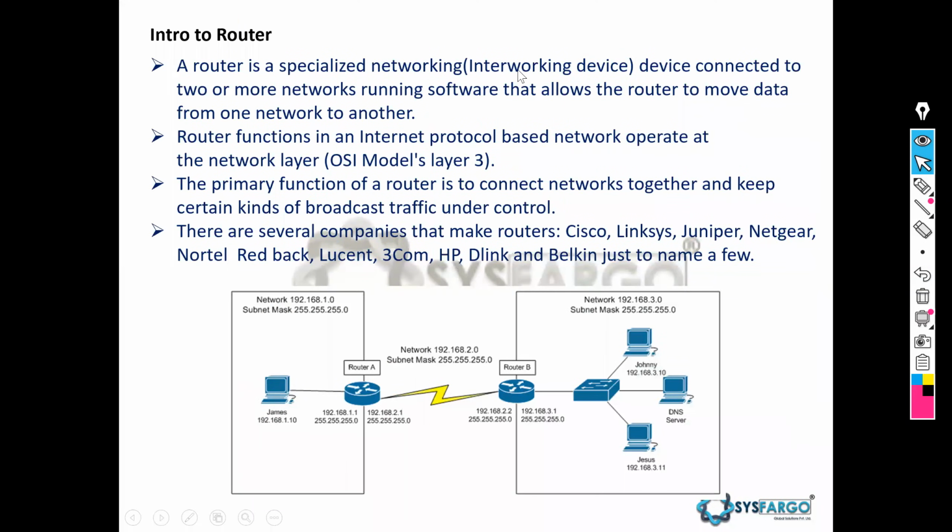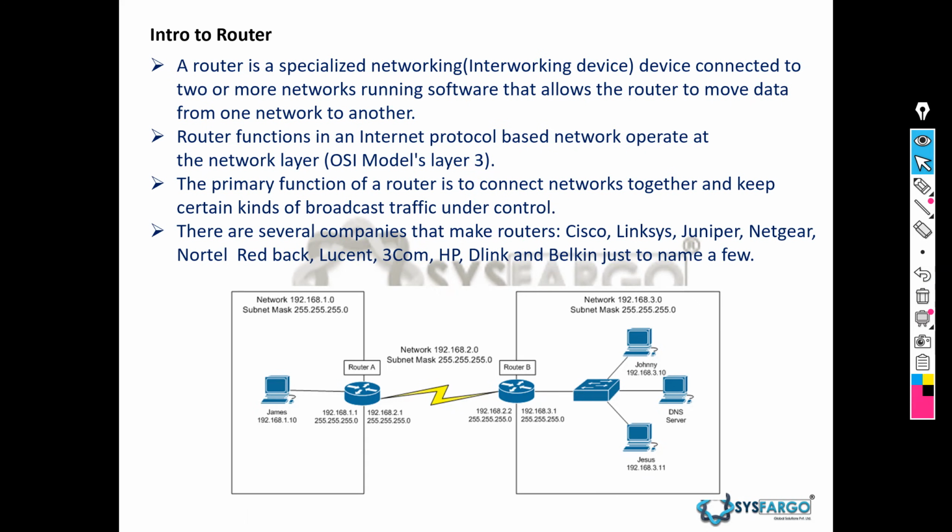Okay, a router is a specialized networking device that connects two or more networks, running software that allows the router to move data from one network to another network. A router functions in an Internet Protocol based network and operates at the network layer of the OSI model, layer 3. The primary function of the router is to connect the networks together and keep certain kinds of broadcast traffic under control.